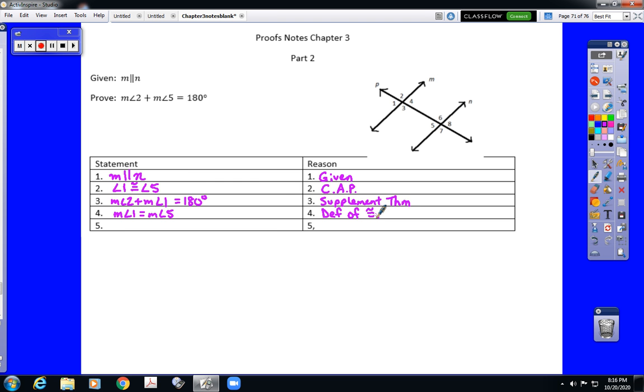So now that we've done that, we can take the measure of angle 5 and substitute it in for the measure of angle 1 in our earlier equation, giving us that the measure of angle 2 plus the measure of angle 5 equals 180 degrees, which is what we were asked to prove using the substitution property. We substitute measure of angle 5 into step 3 for the measure of angle 1, which generates what we're trying to prove. That does it.